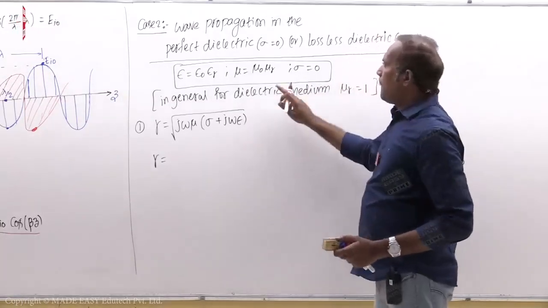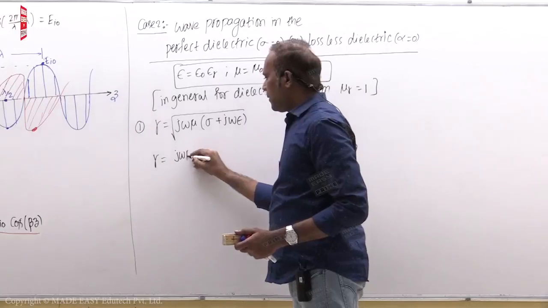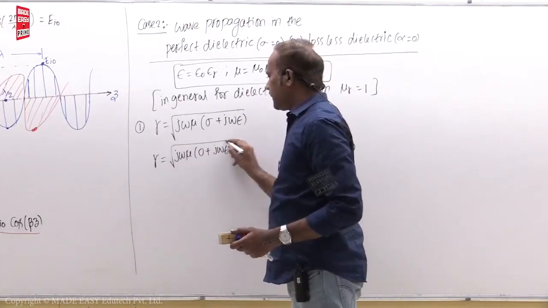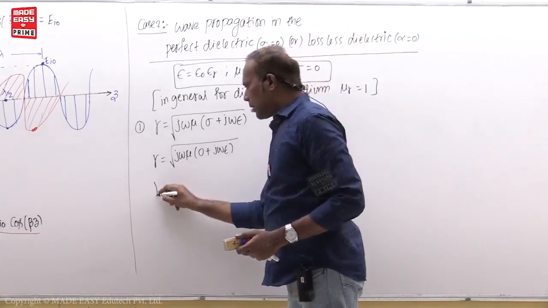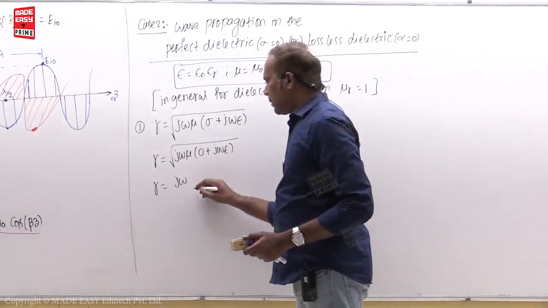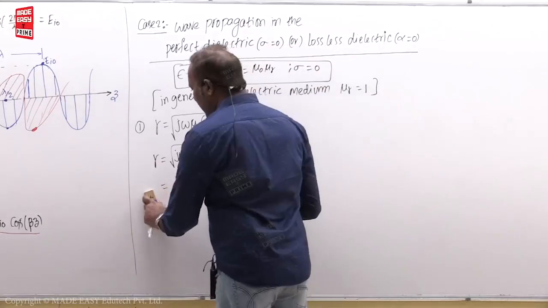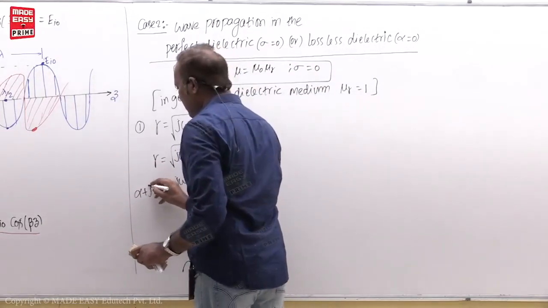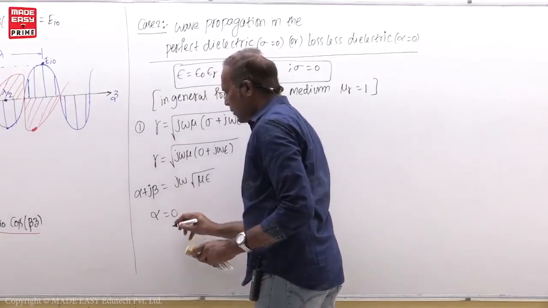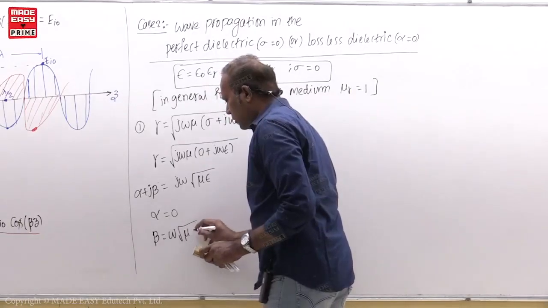Now for a perfect dielectric, sigma is equal to 0. So j omega mu sigma becomes 0, and j omega epsilon remains under root. So gamma is equal to j omega root mu epsilon. Now this gamma is nothing but alpha plus j beta. So compare both sides. Here the real part is 0, so alpha is 0 and beta is equal to omega root mu epsilon.